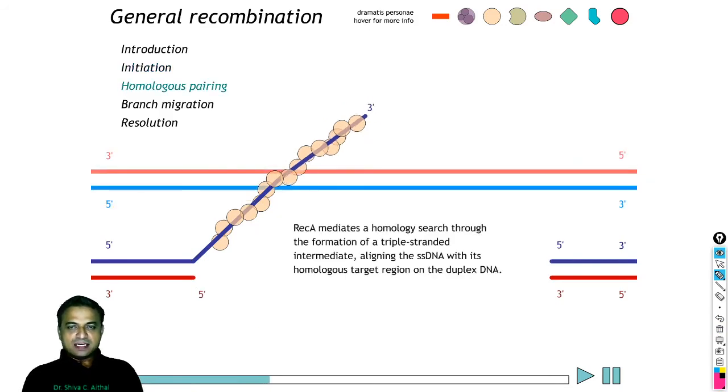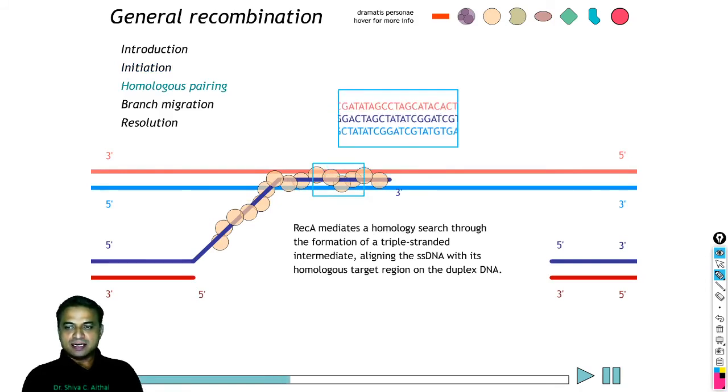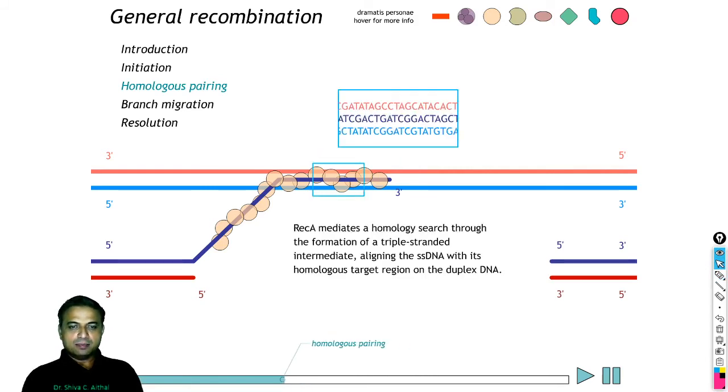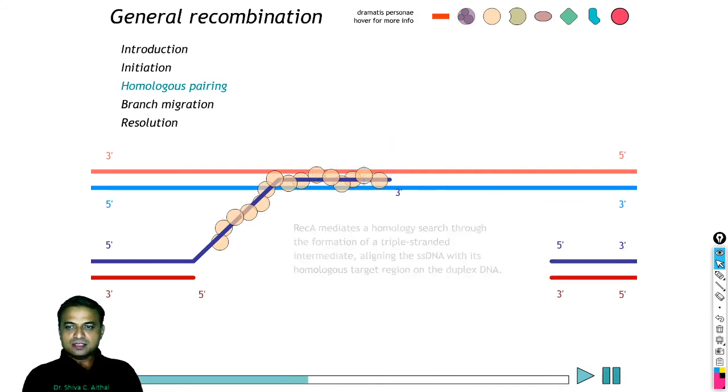Now RecA mediates a homology search through the formation of a triple strand, and as you can see here, let's go back a bit. You see what is happening, the homology search, and now I have paused it. As you can see, GATAT is not even reached. Now I'll just play it and see. There is a sequence homology.